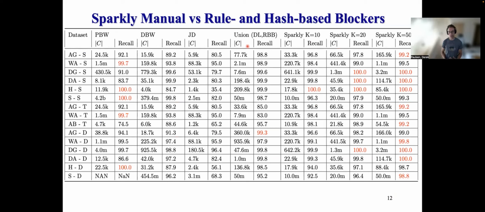Moving on to hash and rule-based blockers. On the top here, we have 3 JedAI methods and the union of rule-based blocking and deep learning, and Sparkly with a different K values set. For each of these, we report the candidate set size and the recall. And what we found is that Sparkly consistently achieves both high recall and a very predictable candidate set size, while in contrast, other methods in some cases do achieve high recall and a reasonable candidate set, but are overall much less predictable, in some cases producing a very poor recall or an unexpectedly large candidate set.